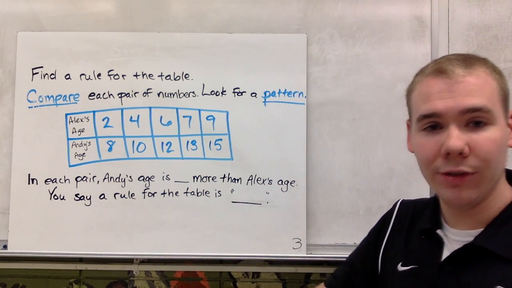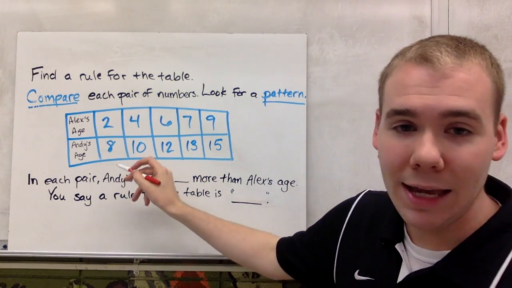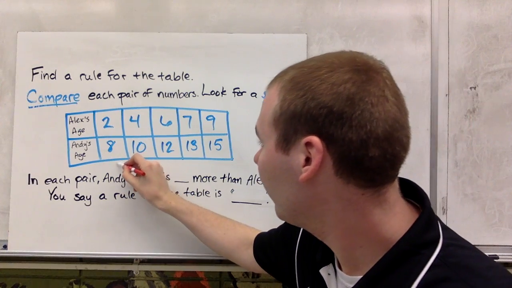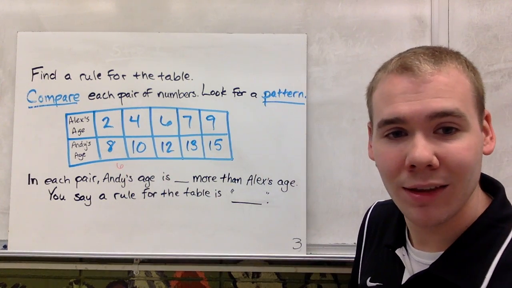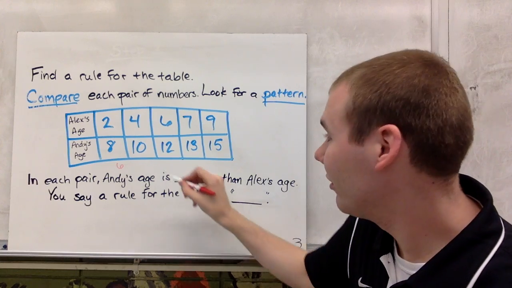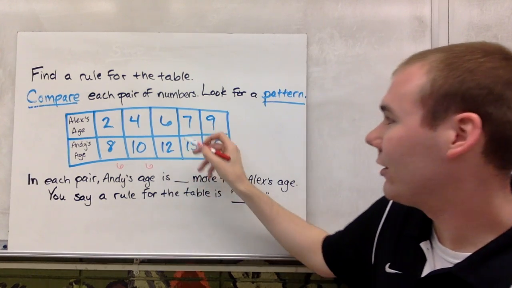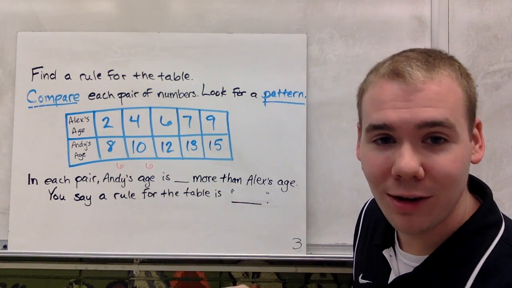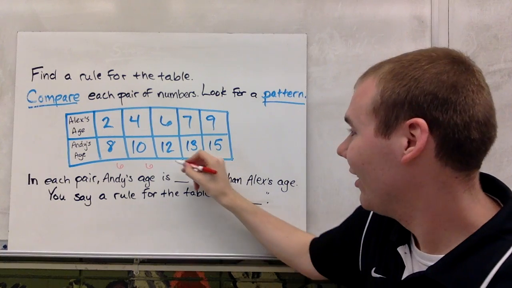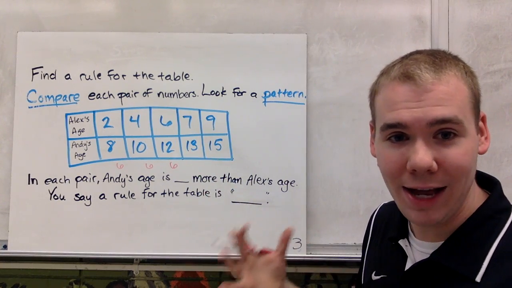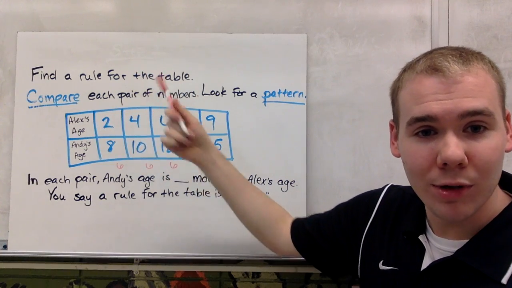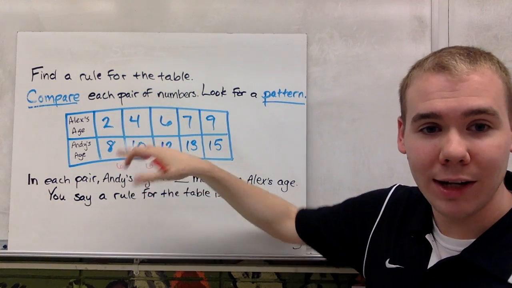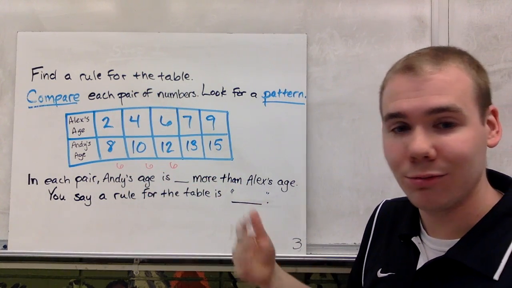So if Alex is 2 and Andy is 8, 8 minus 2 equals 6. If Alex is 4 and Andy's 10, 10 minus 4 equals 6. If Alex is 6 and Andy is 12, 12 minus 6 is 6. So I'm starting to see a pattern here. For every age that we have Alex, we can just add 6 to it, and we'll get Andy's age because Andy is now 6 years older.